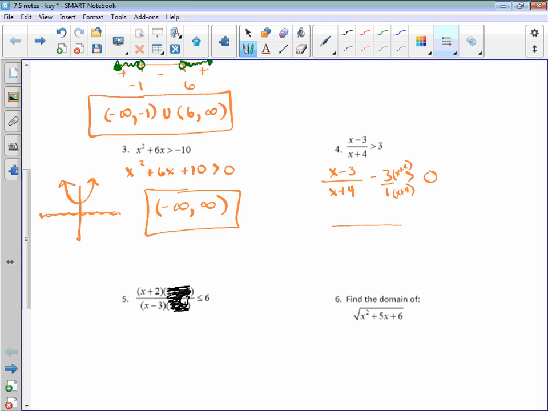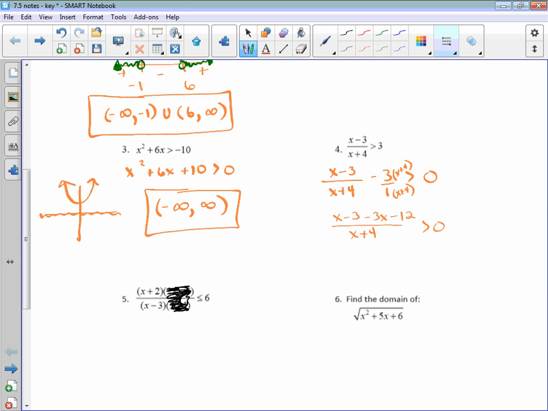Now guys, on this, just be careful with your negative. So I know my denominator is x plus 4. In the numerator, I have x minus 3, and then I have minus 3x minus 12. Do you guys understand why it's minus 12? You see that negative 3 has to be multiplied to both. And it's still greater than 0.